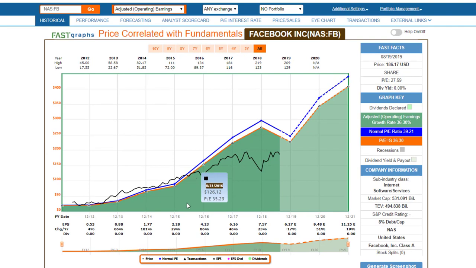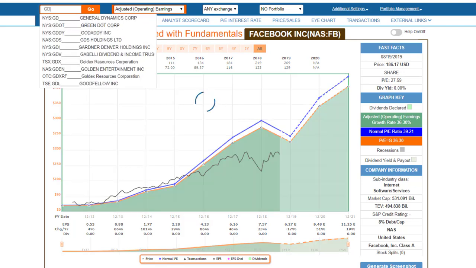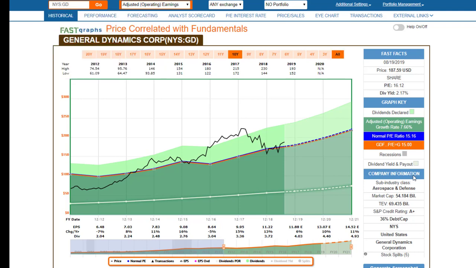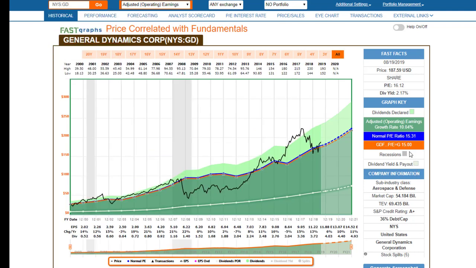So the bottom line is, what FAST Graphs does is it applies fair valuation references that are driven by the company's growth rate, and it's applying a historical valuation reference to the graph, and you're going to see this PE 15 show up. Here's 10% growth on General Dynamics, which I talked about earlier. But I also want to caution you about something. When you're looking at these stocks and what their potential growth is, keep in mind this is just giving you historical evidence of what fair valuation has been based on historical growth.